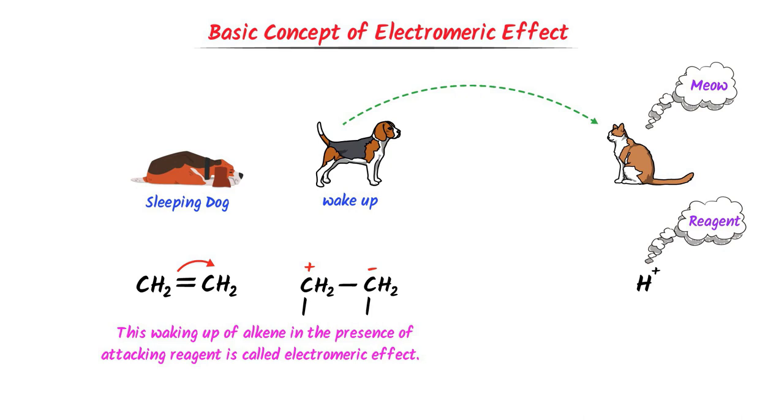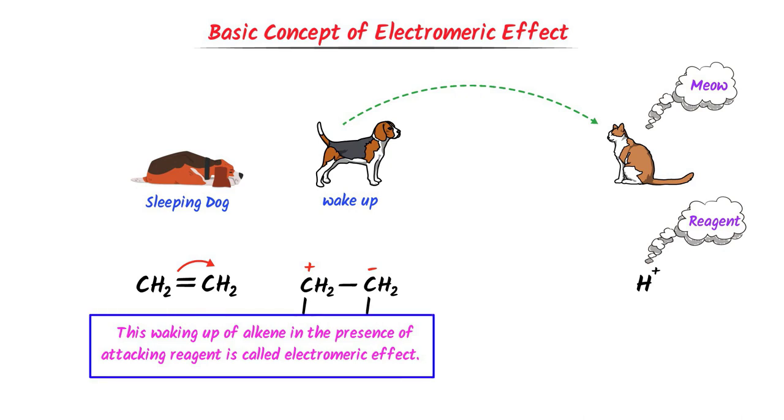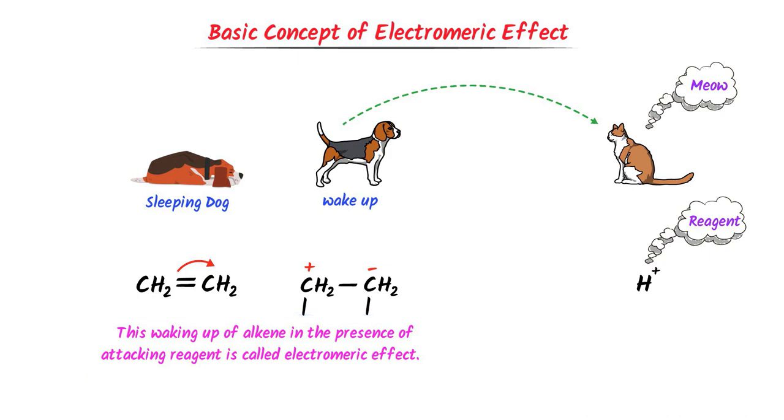Let me repeat it. This waking up of alkene in the presence of attacking reagent is known as electromeric effect. So note down this easy analogy of electromeric effect.